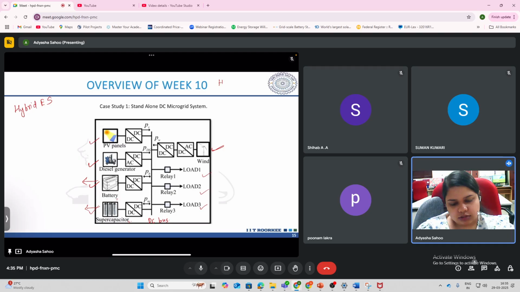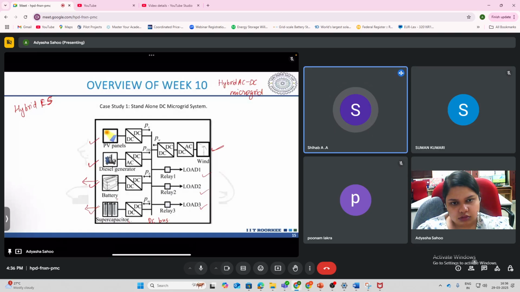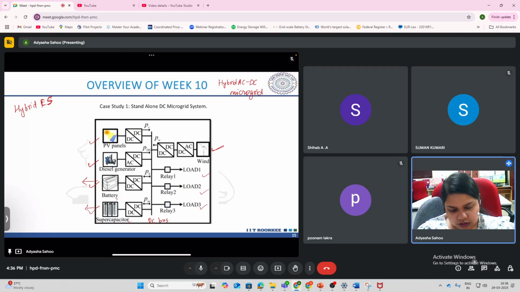That was the hybrid AC-DC microgrid. I am asking about energy storage, hybrid energy storage concept. No, it is something related to this battery and supercapacitor. So they are forming a hybrid energy storage type. Battery is also a type of storage, supercapacitor is also a type of storage. So why are we then using two types of storage technology in a single system?